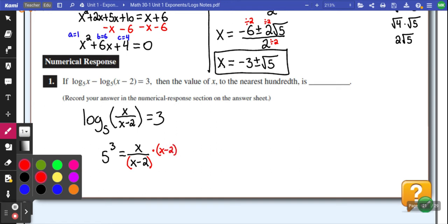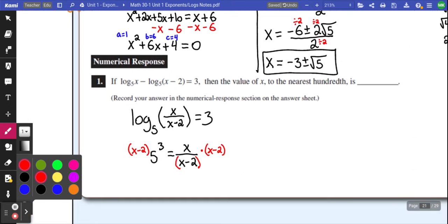Could you change the 5 to power 3? 125, yeah, for sure. Right, that's the tricky part, is getting that x minus 2 off the denominator. Then you have this situation. You have x minus 2 times 125 equals x.